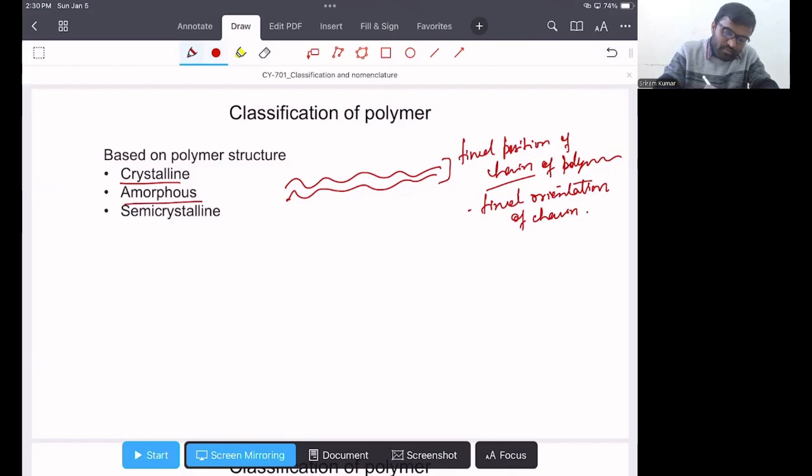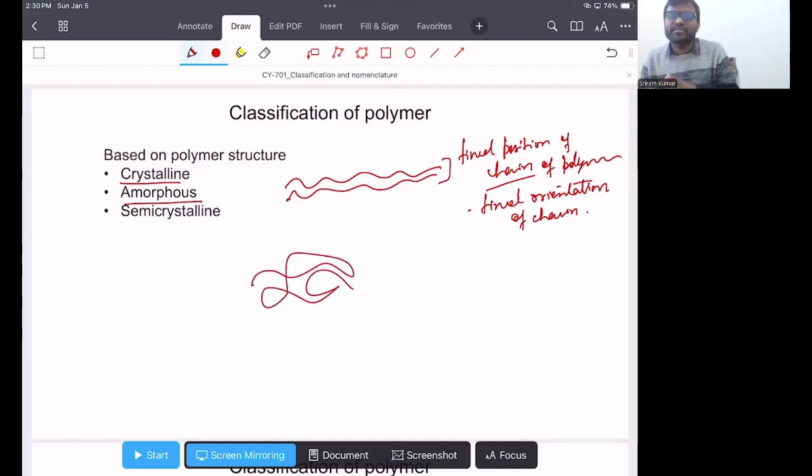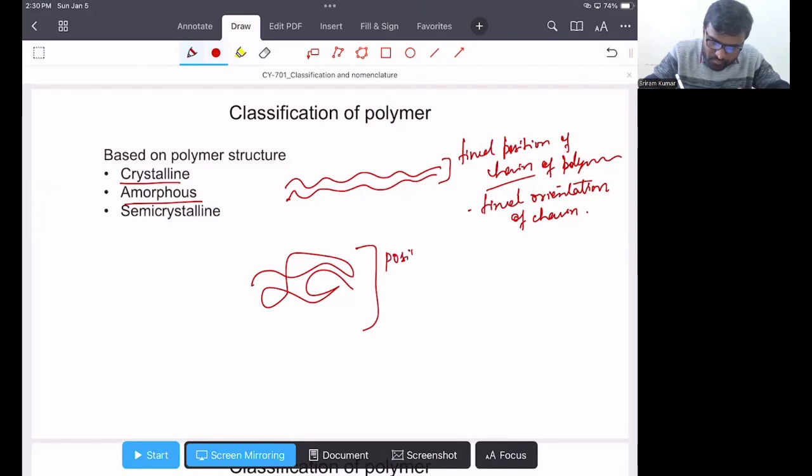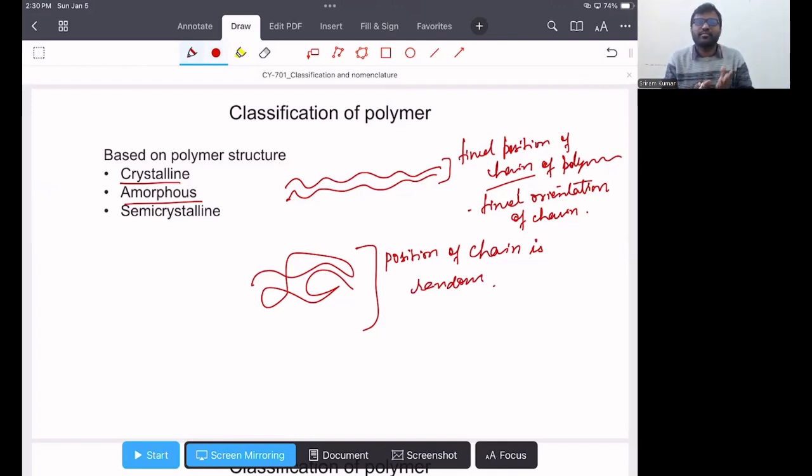In amorphous polymers, we have these polymer chains, but their position is not fixed. There is some kind of randomness in the chain of the polymers. Suppose you have the polymers, and there is some randomness in the position of the chain. So in amorphous polymers, the position of chain is random. And because of the randomness in their position, the structure is amorphous.